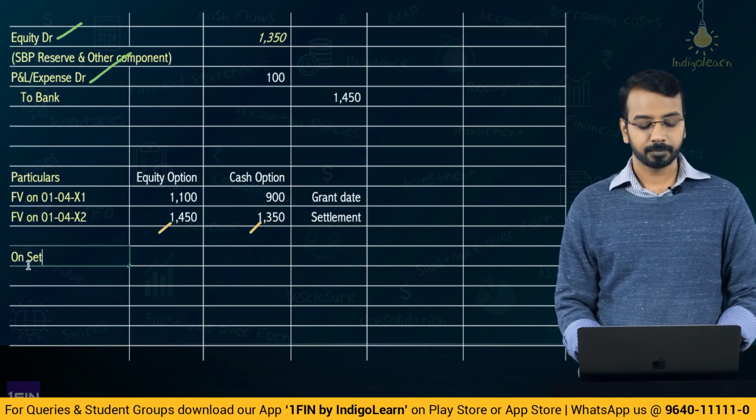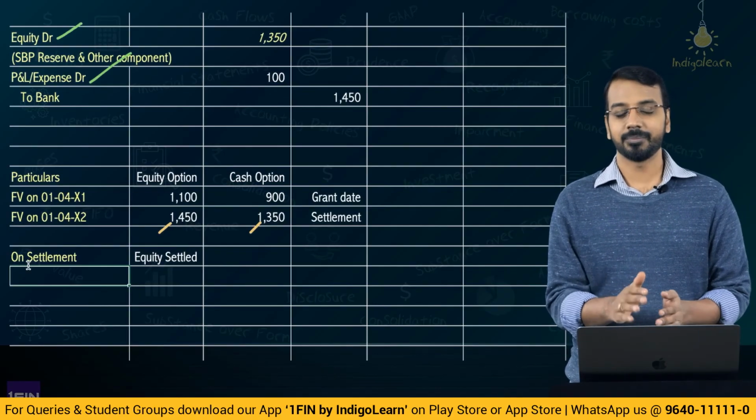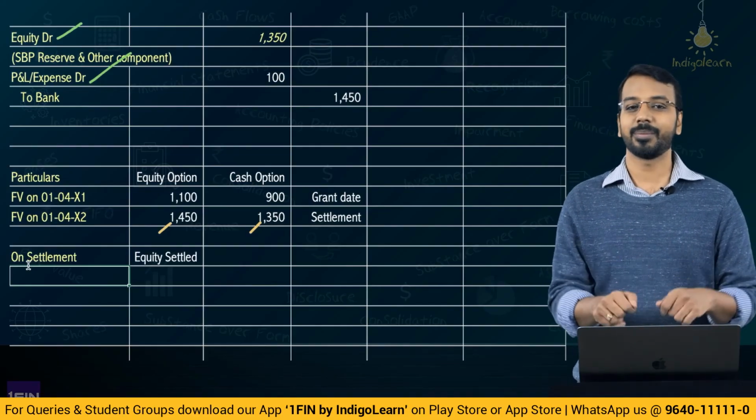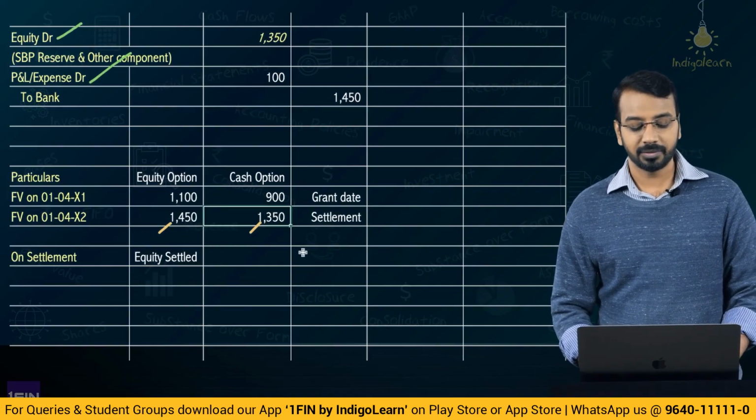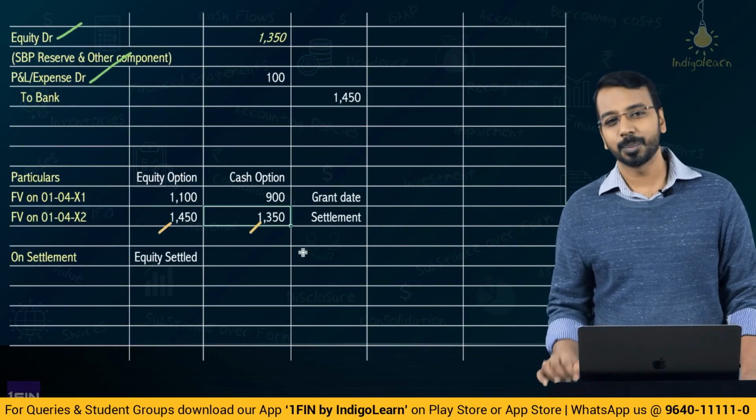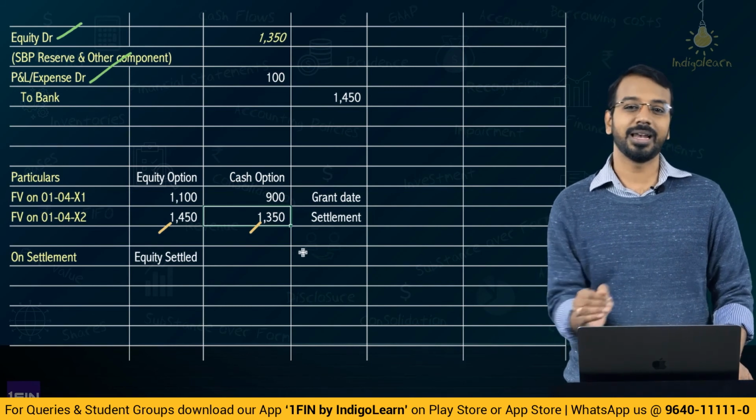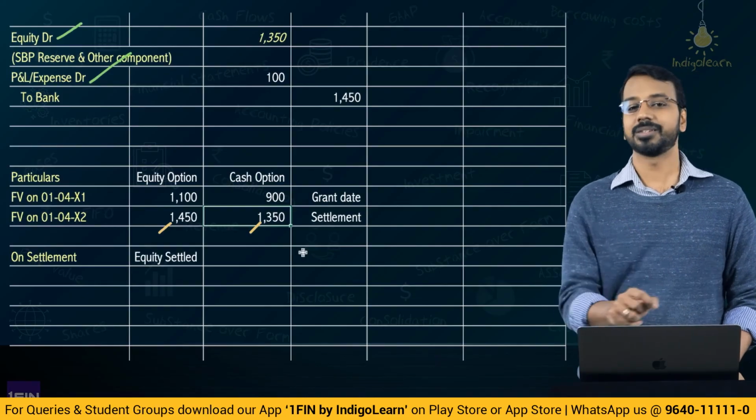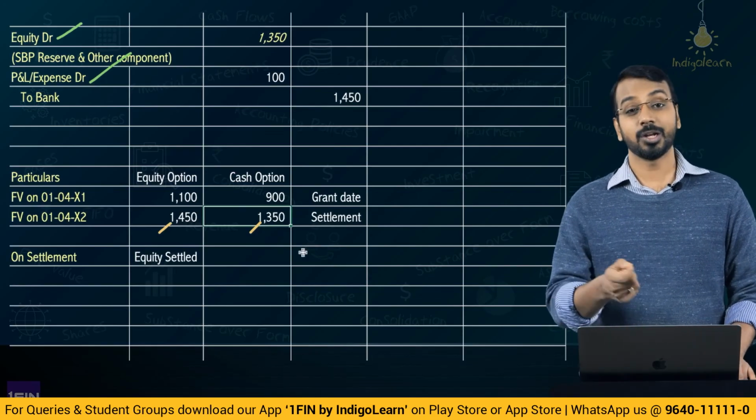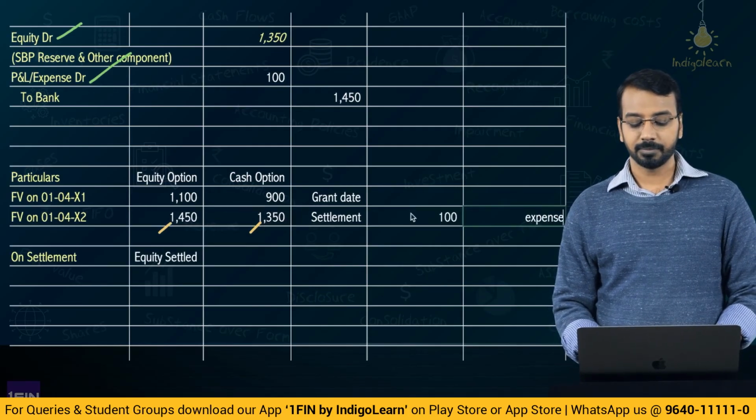On settlement, let us say it is equity settled. Okay. Now again on settlement date you have to check whether the option that is being settled, the settlement being made by the company, is it the higher fair value? Now here if you see, fair value of equity is 1450, fair value of cash is 1350. Now generally what would a company try to do? Company would try to minimize its outflow. The company would want to give cash because the cash option has a fair value of 1350 and now the company is giving a higher fair value. So this difference will be treated as an expense. This difference will be treated as an expense whenever you settle at an option which has a higher fair value. So the difference 1450 minus 1350 will be an expense.